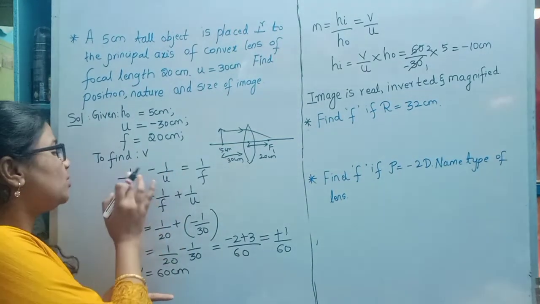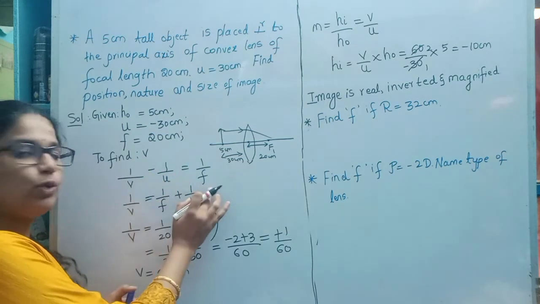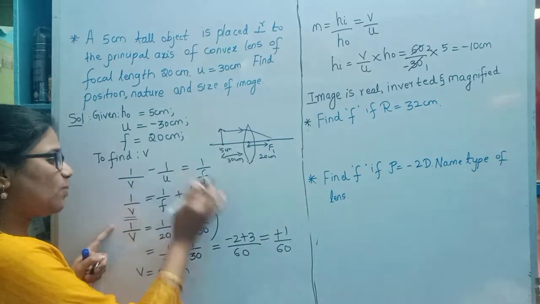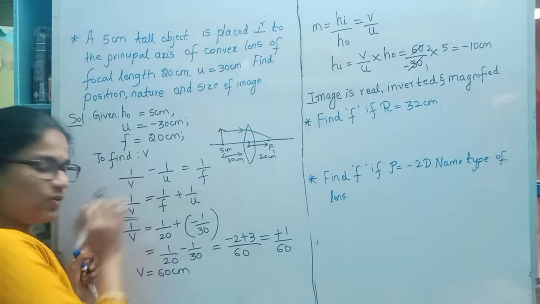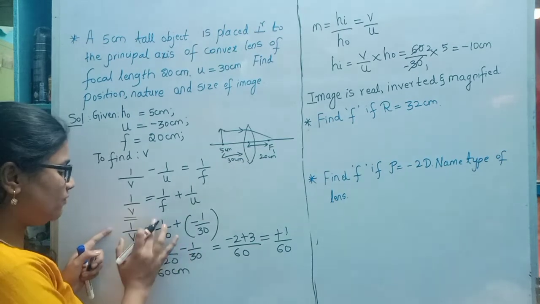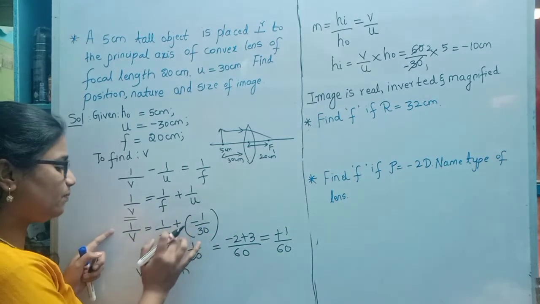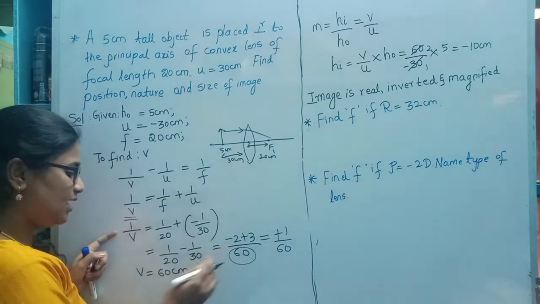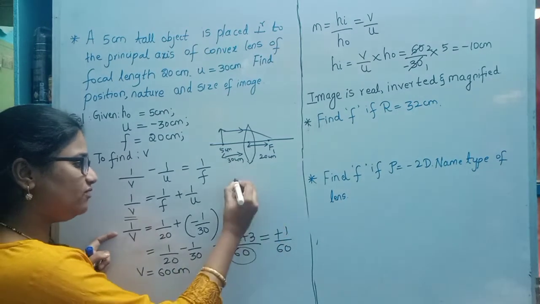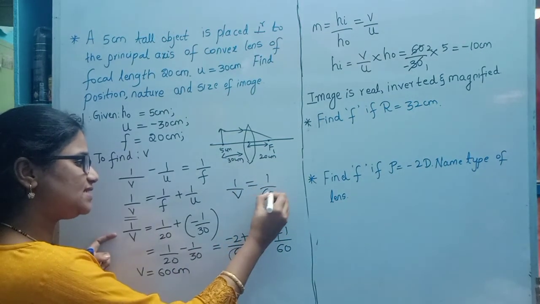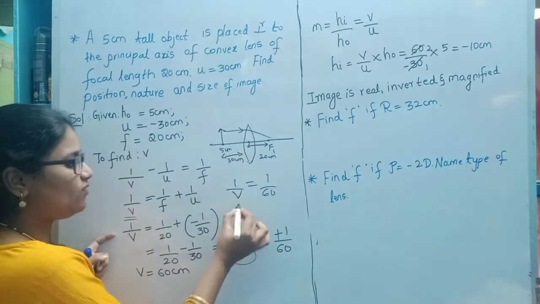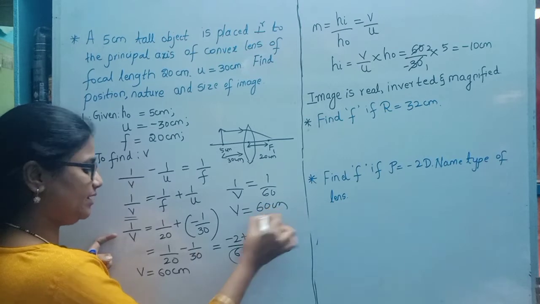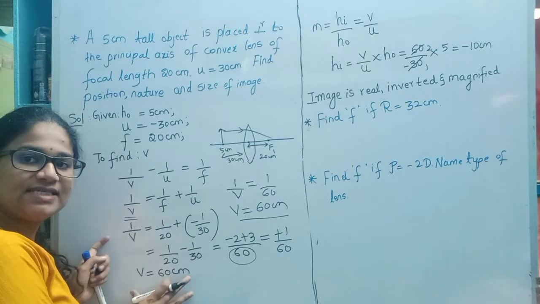So this is the lens formula: 1 by V minus 1 by U is equal to 1 by F. I want 1 by V, that is, I want the image distance. So mathematically we have to rearrange the equation. Then we solve 1 by 20 plus of minus 1 by 30. When we solve, the LCM will be 60. Then I got 1 by V as 1 by 60. So I want only V. What do we have to do? We have to reciprocate. So V will be 60 centimeter. So we got the image distance as 60 centimeter.